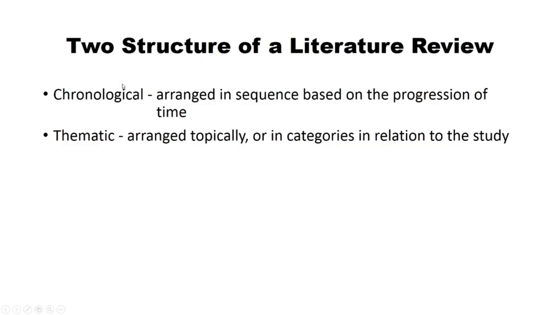What do you mean by chronological? Ibig sabihin kapag sinabing chronological, it is arranged in sequence based on the progression of time. Ibig sabihin yung pagkakabuo ng literature review natin is not written topically, but more specifically, it is arranged based sa time. Okay? So, this is pretty much easier than the thematic literature review, since a thematic literature review is arranged topically or in categories in relation to the study. So, this is what we are going to be discussing for today as our focus of discussion.